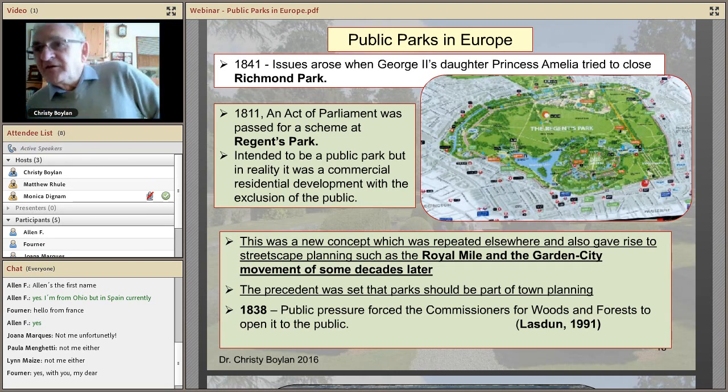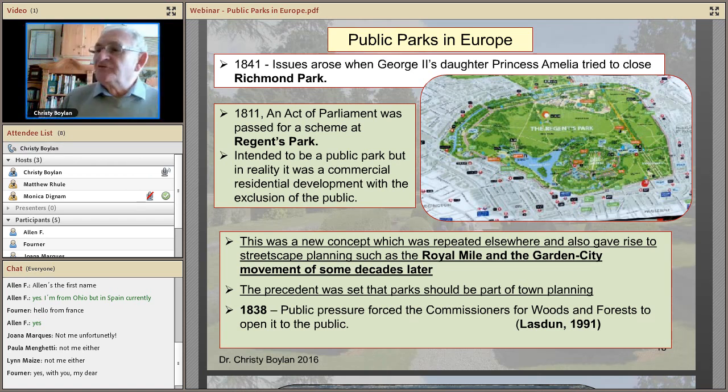Now, George II's daughter, Princess Amelia, tried to close Richmond Park, which you can see in the image here. Remember, we said it's about 2,000 acres. So she was kind of going backwards in 1841. And when she asked what it would take to close the park, she was answered a crown. And that meant, of course, it would be a revolt against the royalty.